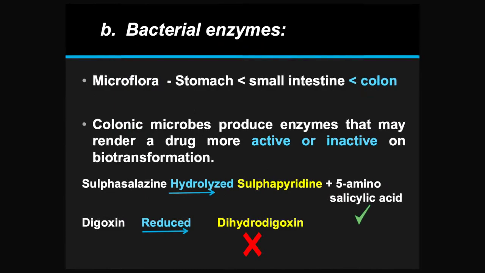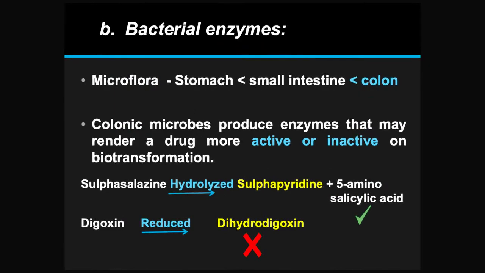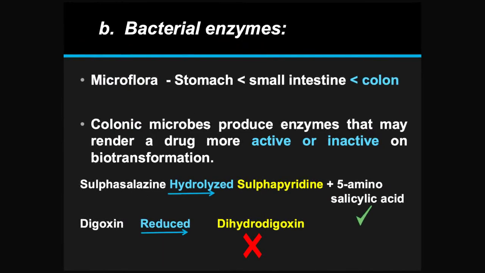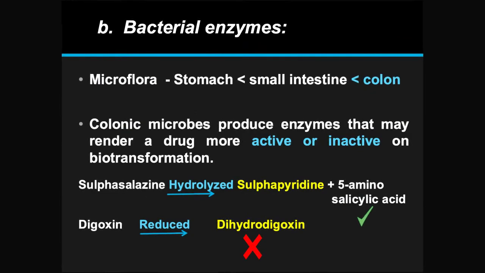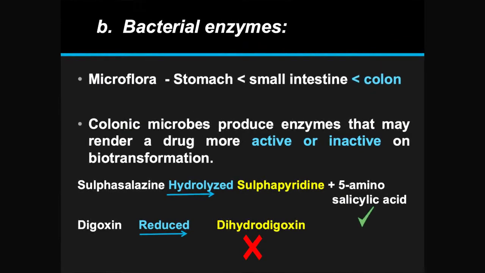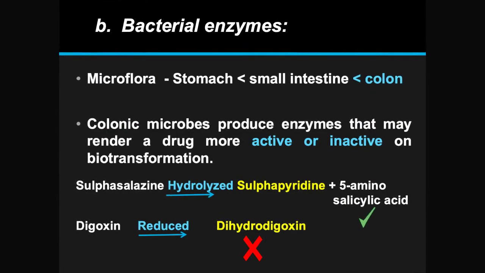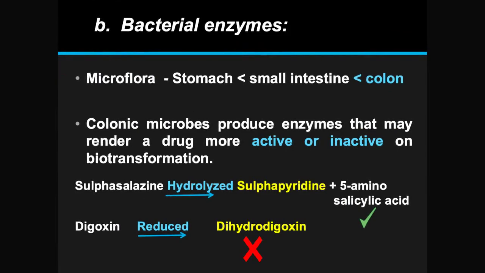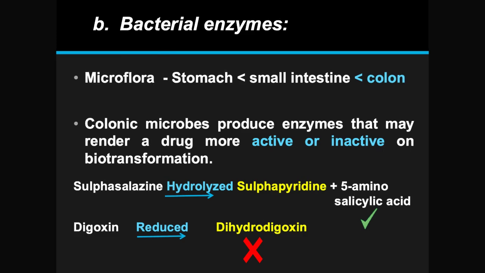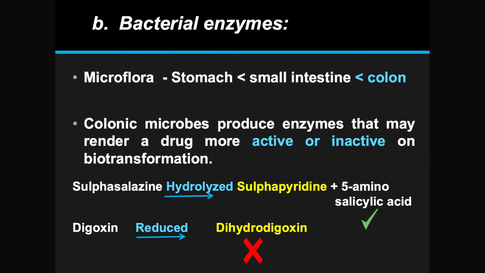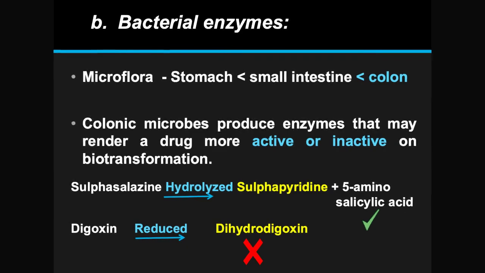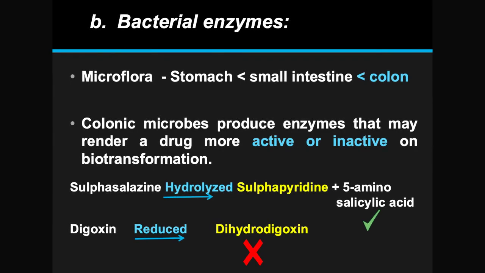Microbial enzymes can fundamentally alter a drug's pharmacological profile, as seen in the hydrolysis of sulfasalazine. Here, the bacterial enzymes break the parent molecule down into sulfapyridine and 5-aminosalicylic acid, transforming an inert compound into its active therapeutic form. In sharp contrast, examine the reduction reaction of digoxin into dihydrodigoxin, where the specific chemical addition of hydrogen by bacterial metabolism results in a complete loss of clinical activity.